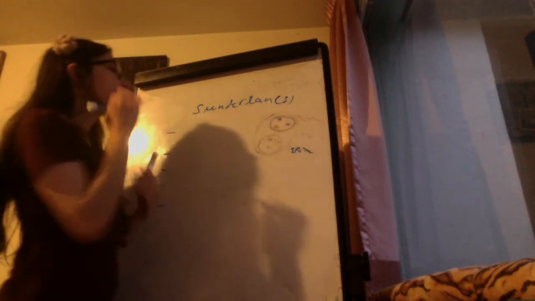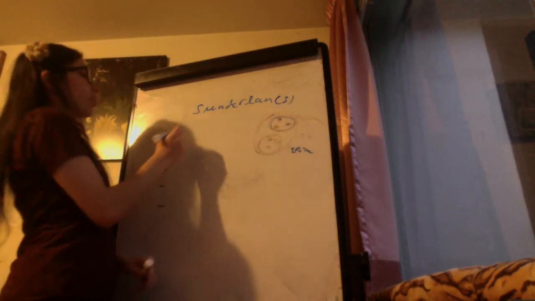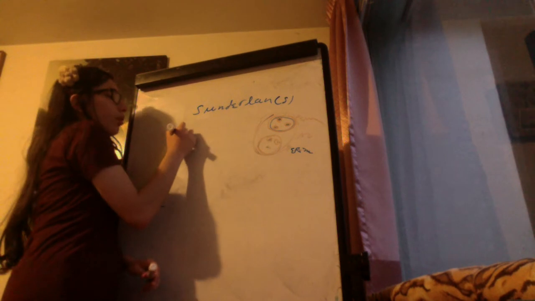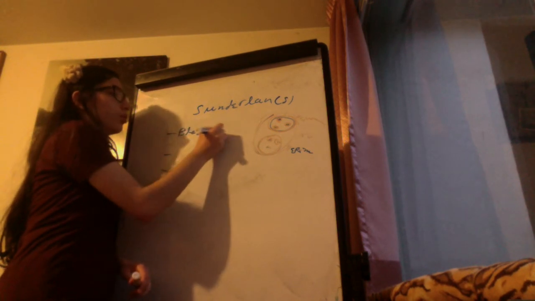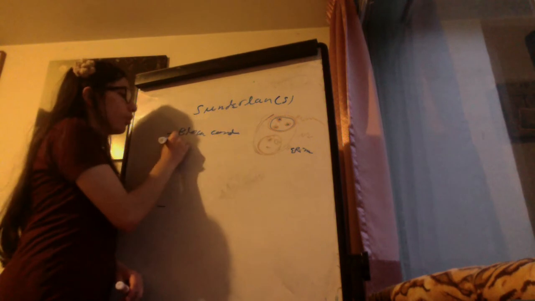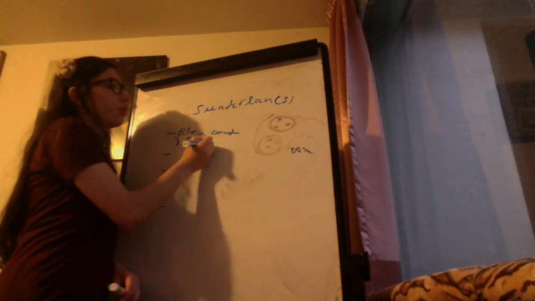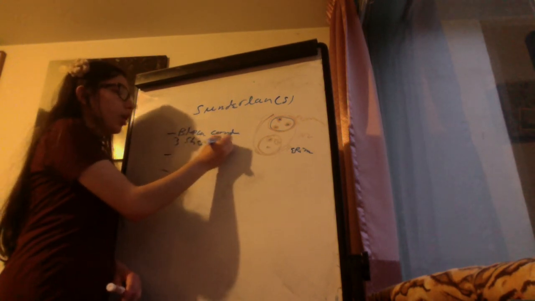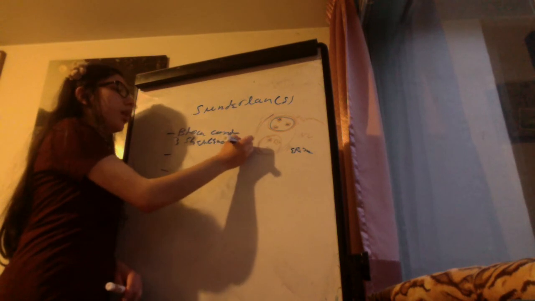Alright, so the first one is blocked conduction. And this blocked conduction is because there is damage to the 3 sheaths, to the endoneurium, perineurium, and epineurium.